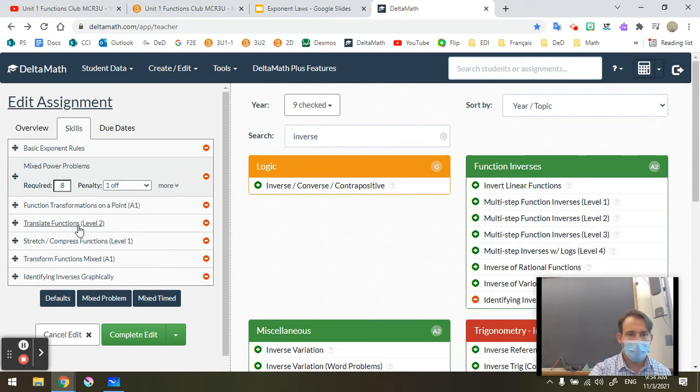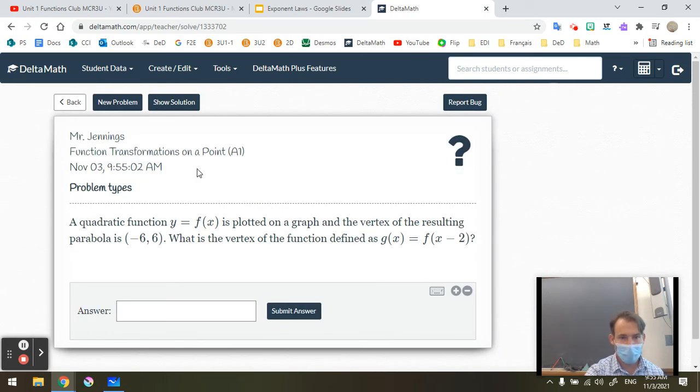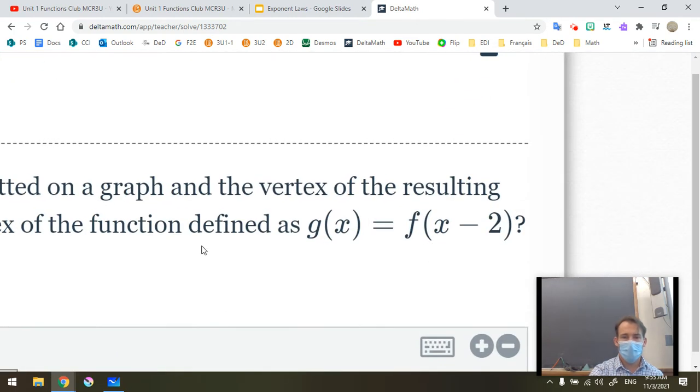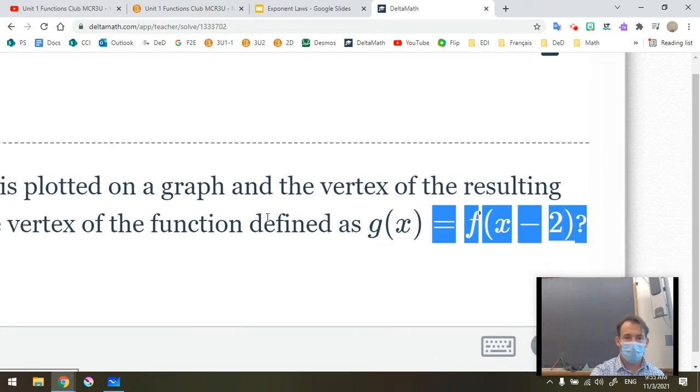Okay. Next we're going to look at function transformations. So now we're reviewing. All right, now we're looking at a quadratic function. It's y equals f of x. It's some quadratic. It has a vertex of negative 6, 6. Where will the vertex be if I apply this transformation to it? So this is f of x minus 2. Where will that vertex be?